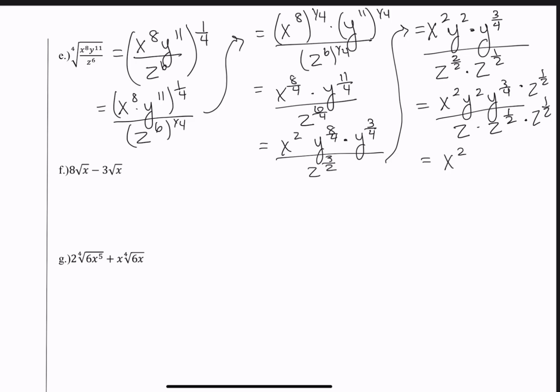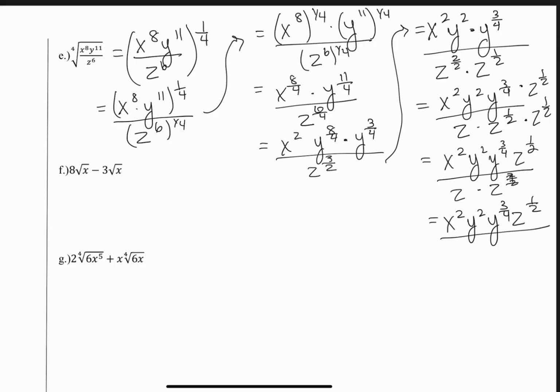So now I've got x squared, y squared, y to the 3/4, z to the 1/2, all over, and now I'll have a z to the first and another z to the first, right? Z to the 2/2, which really is like z to the first. So one last move here, x squared, y squared, y to the 3/4, z to the 1/2, and I'll have z squared in the denominator.